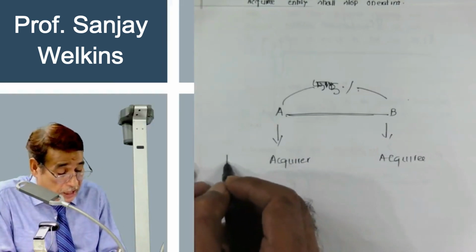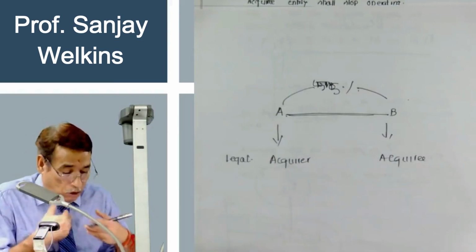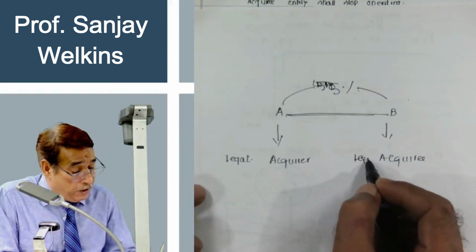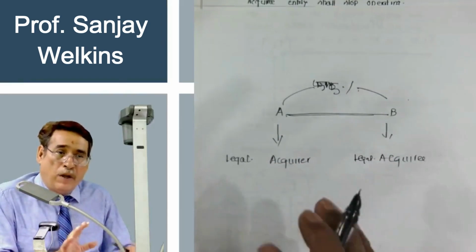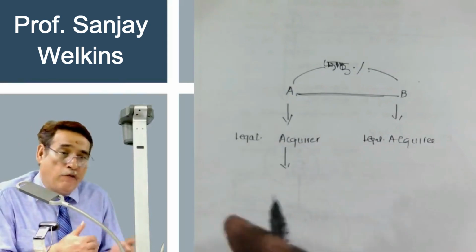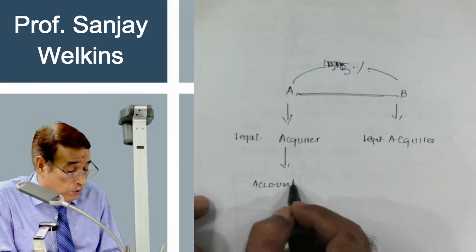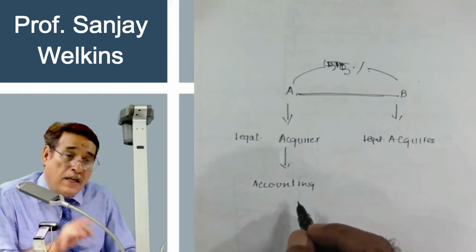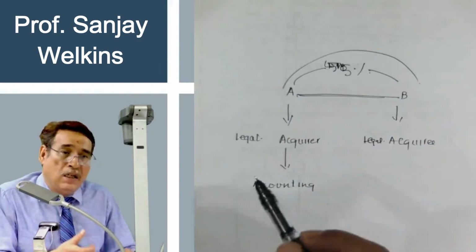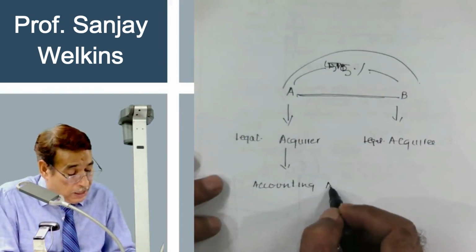However, we are the legal acquirer. Legal acquirer means in the eyes of the law, we are the acquirer. And B is the legal acquiree. No doubt about it. 99.99% the legal acquirer will remain the accounting acquirer. No doubt about that. The entity which is taking over the other entity, the acquirer company, generally is also known as the accounting acquirer.